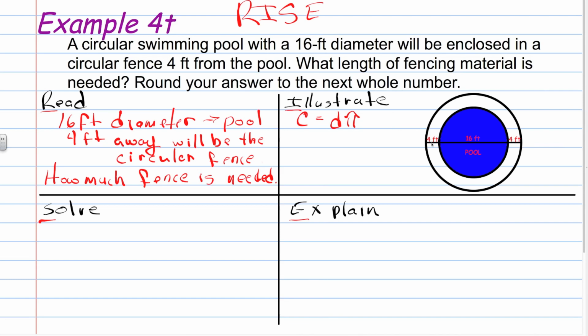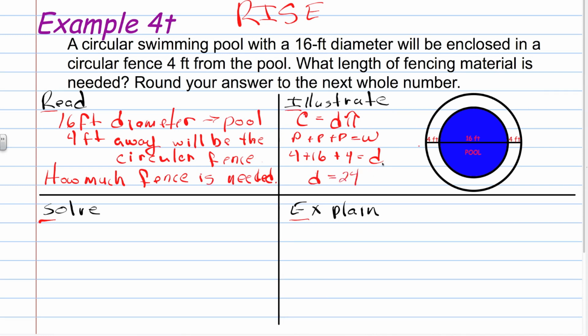Well, I have to calculate the diameter from one side of the fence to the other, and this really ends up being a part plus part equals whole relationship. We have 3 parts, where we have 4 plus 16 plus 4, and that'll be equal to the whole, or the diameter of the fencing. And when we add that together, the diameter is equal to 24.